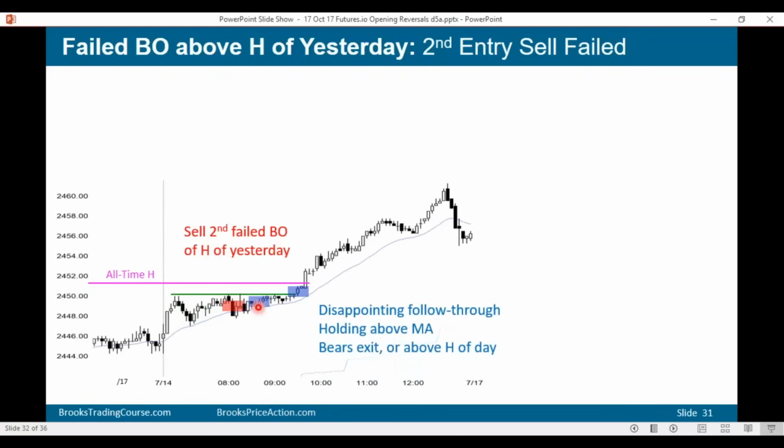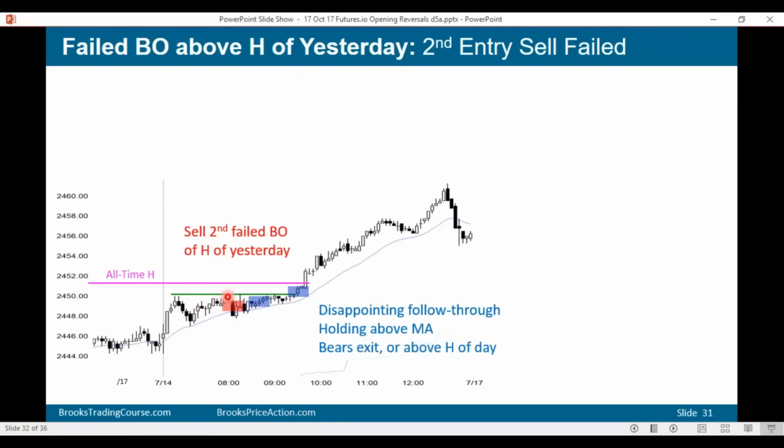Well, we're holding above the moving average. Now we have a triangle, three legs down, one, pullback, two, pullback, three. A lot of the bears who took that short would get out here, and they definitely would get out at a new high of the day, which would also be a breakout above the first 18 bars of the day, hoping for a measured move up.